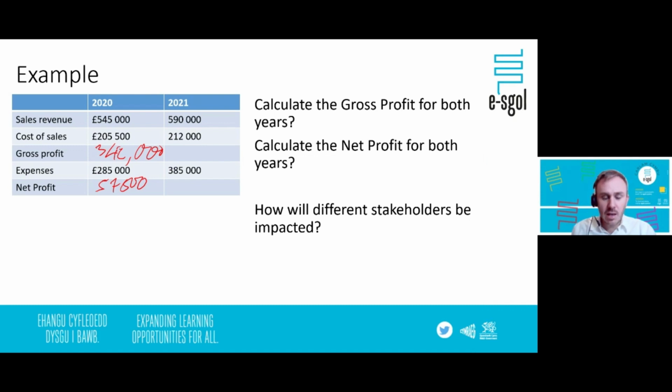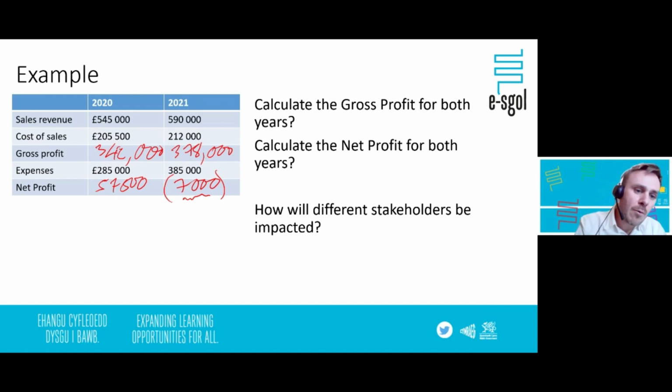Now let's have a look at the second year. So now we've got £590,000. So our sales revenue has increased. Our cost of sales has also increased. So again, we're looking at 590 minus 212 gives us £378,000. Then we take off our other expenses, and we have a negative £7,000. And we can represent that in a bracket. We don't need to put a minus, we can just represent it in a bracket because that is how accounting terms are calculated.